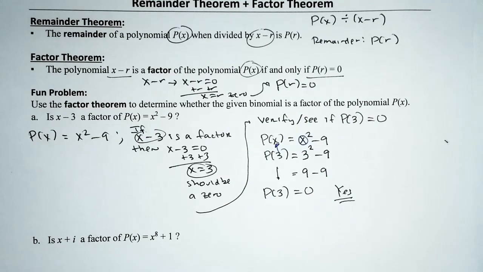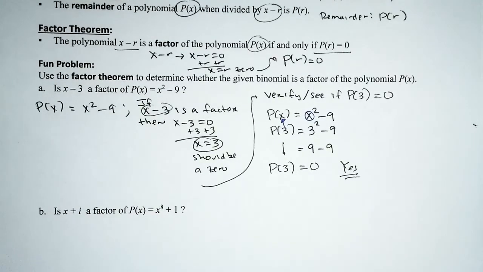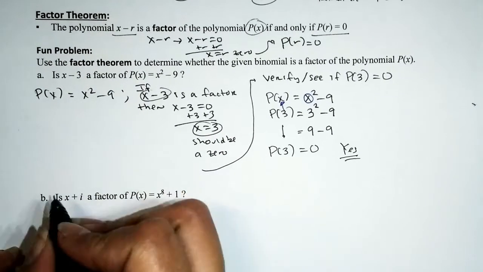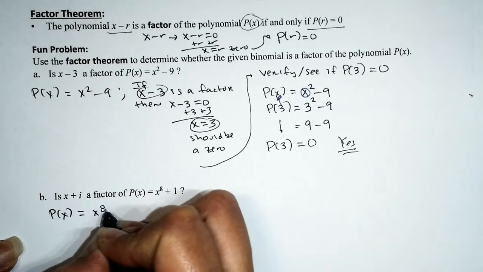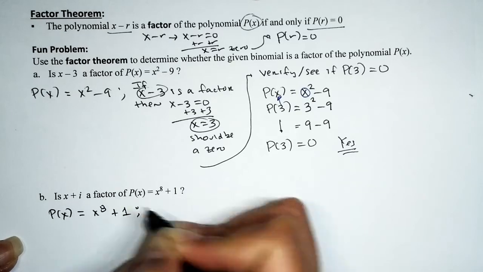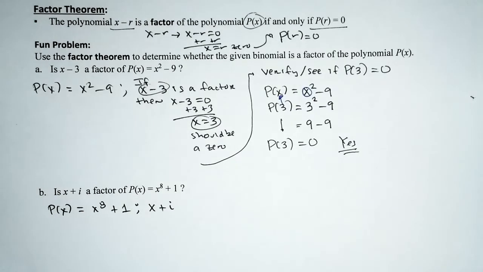Let's go ahead and knock out problem B, and that will be the end of this round. Problem B: is x plus i a factor of p of x equals, you can read. So the question is, is x plus i a factor of the polynomial? We're going to do the same speech. We start by writing out the polynomial. We have p of x equals x to the 8th plus 1. I'm trying to paraphrase it. And I want to know, is x plus i a factor?